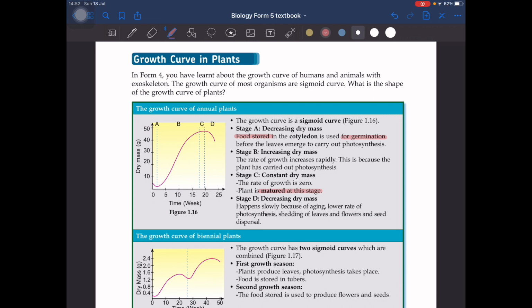Okay, and then lastly, you have a decrease in dry mass, and this is quite fast. Aging, a lower rate of photosynthesis, shedding of leaves and flowers, and seed dispersal. Seed dispersal actually takes up a lot of energy, so a lot of the plant's being is used up, and you have your decrease in dry mass. You have your constant and long growth, and then when the time comes, it is steep, like going down the hill. Okay, for annual plants.